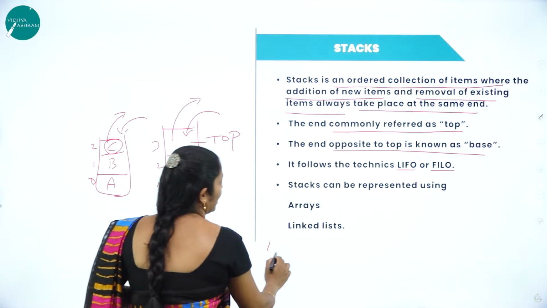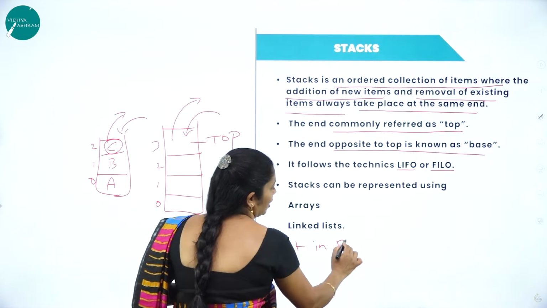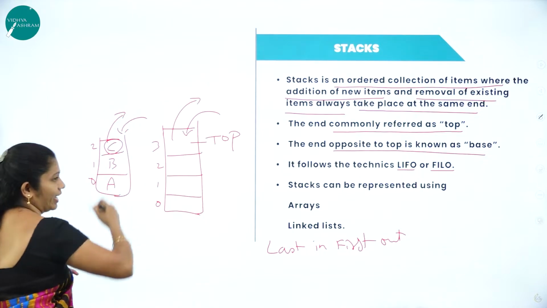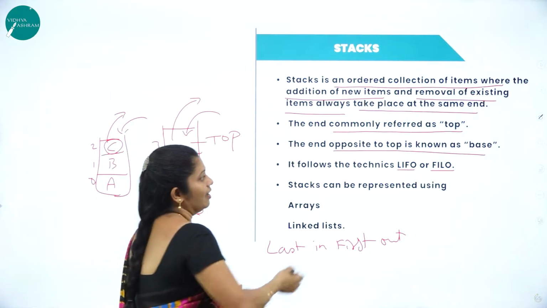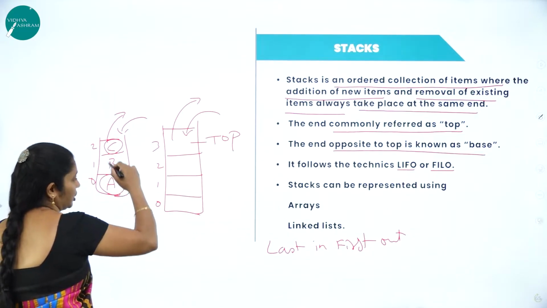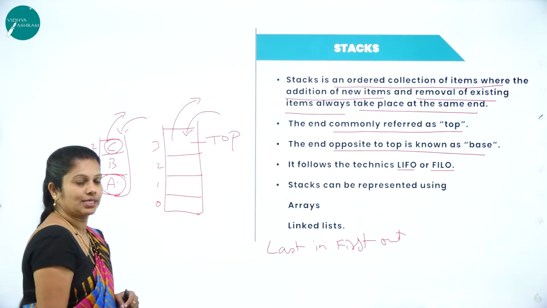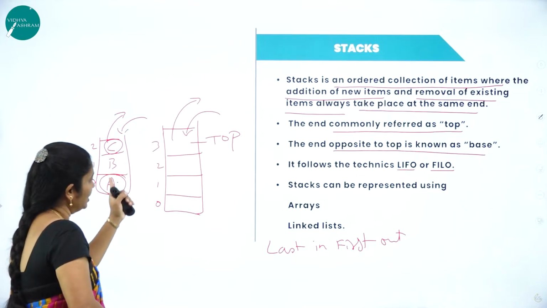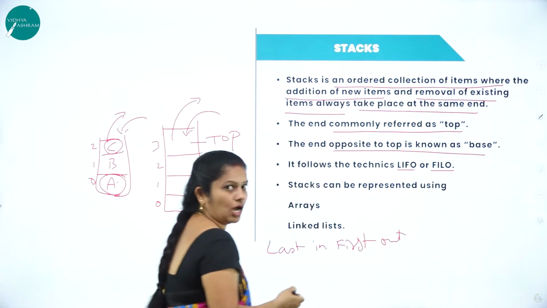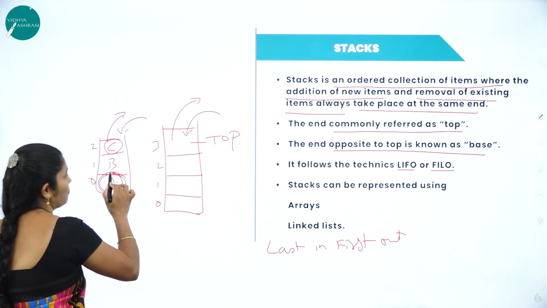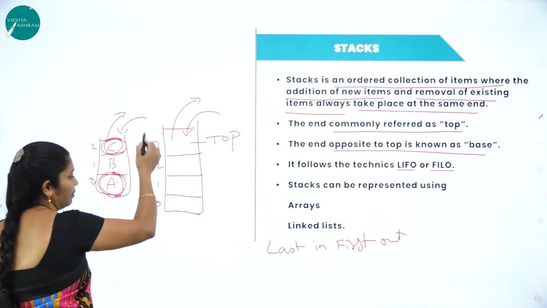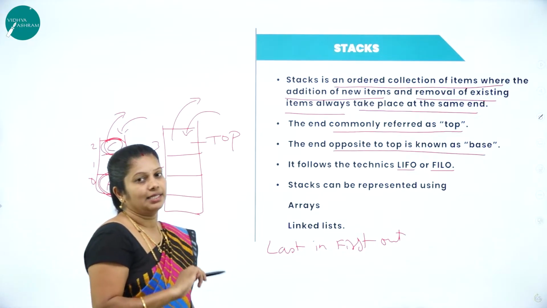LIFO stands for last in, first out. See, last in is the C variable, that only I can remove first. Or I can say first in, last out. Whichever I inserted first can be removed at the last. It follows the technique last in, first out, or first in, last out. Here, FILO, first in, last out. Whichever element we inserted first, that A, can be removed at the last only. The element which we inserted last can be removed first here. This is the major technique a stack follows.